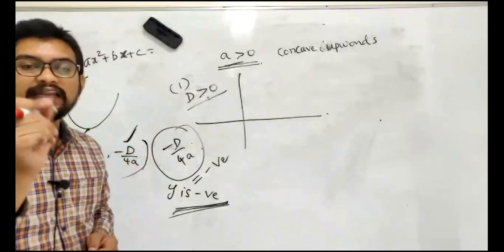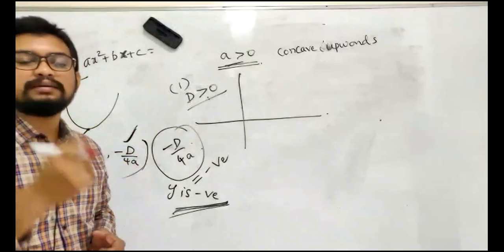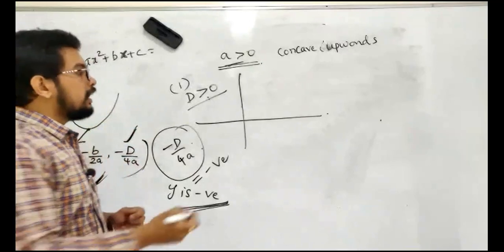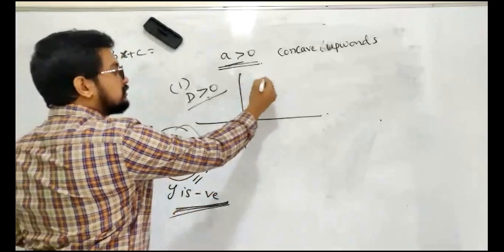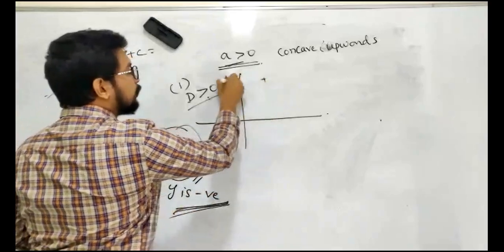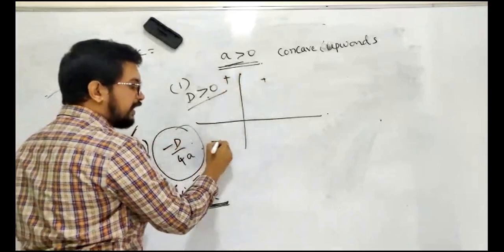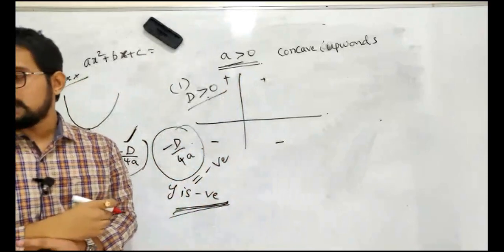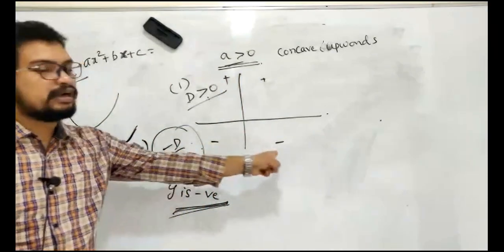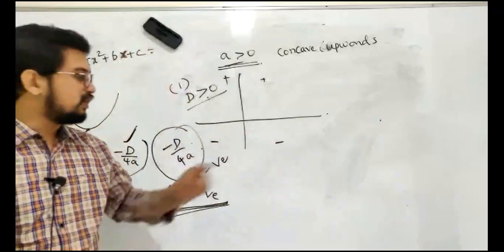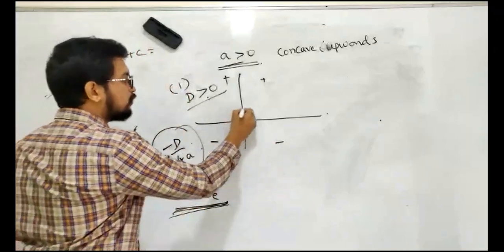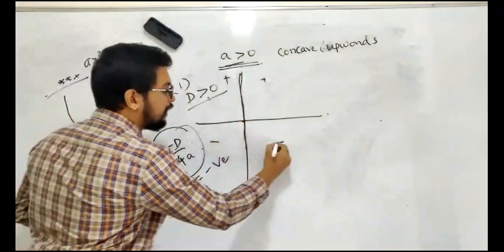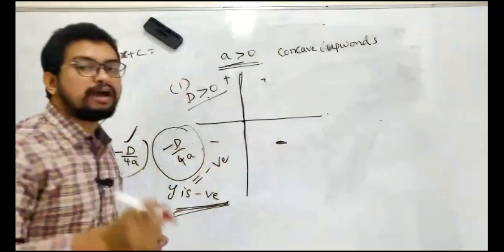In which quadrant does a negative y coordinate lie? Simple coordinate geometry. For these two quadrants, y is positive. For these quadrants, y is negative. In quadrant 3 and quadrant 4, the y coordinate is negative, because here is the negative y axis. This is the positive y axis and this is the negative y axis.